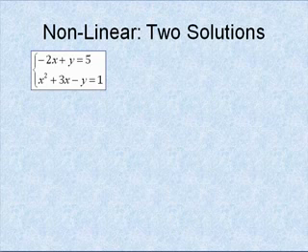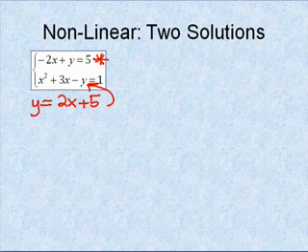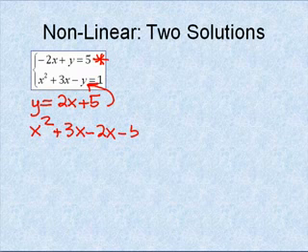So I'm going to choose this top one, -2x + y = 5. And when I solve that for y, I get y = 2x + 5. Now we take this 2x + 5 and we're going to substitute that for y in the second equation. So I get x squared + 3x - 2x - 5 = 1.